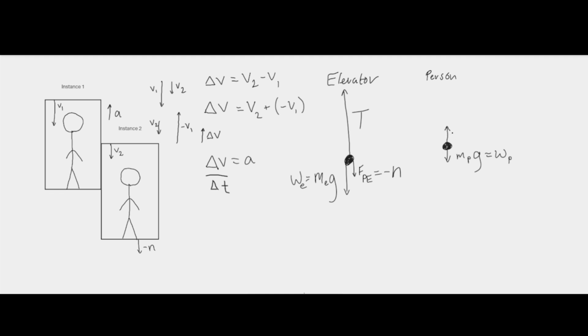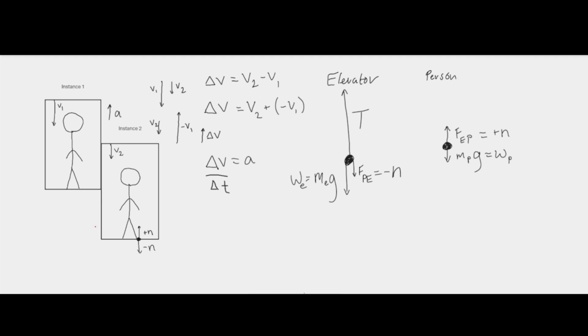So it's going to be like this, and this is going to be the force of the elevator on the person. And this is going to be equal and opposite to the normal force that's in the negative direction. Now this is going to be a positive normal force. So this is equal to positive of the normal force. And one thing we can say about both the elevator and the person, they're the same system.